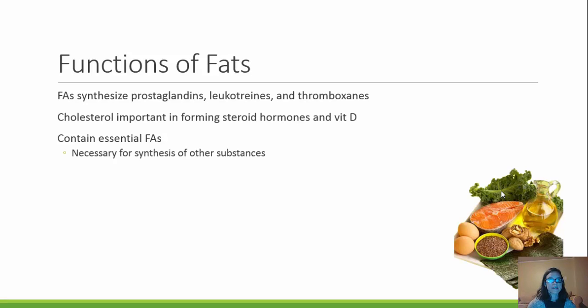Okay, fats are also needed to synthesize certain molecules that are very essential for normal body functions, such as prostaglandins, which have hormone-like actions, leukotrienes, which are inflammatory mediators, and thromboxanes, which are vasoconstrictors and facilitate platelet aggregation. So we'll be talking more about that moving forward, but just know that fatty acids are needed to synthesize these molecules. Cholesterol is important in forming steroid hormones and vitamin D, and our dietary fats also contain essential fatty acids needed for biosynthesis of certain molecules in our bodies.